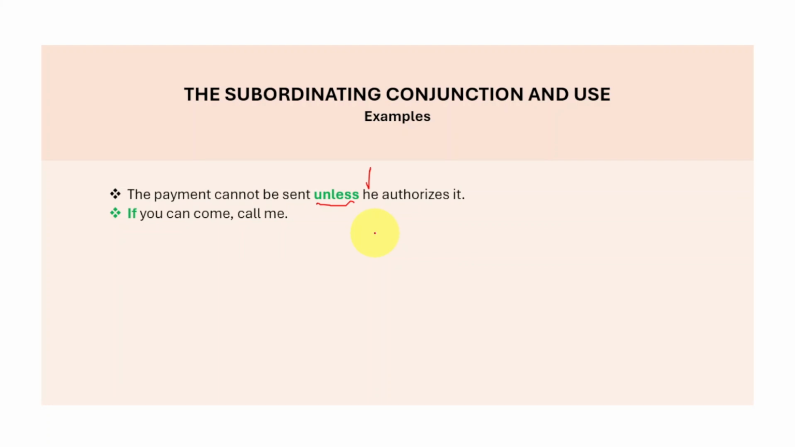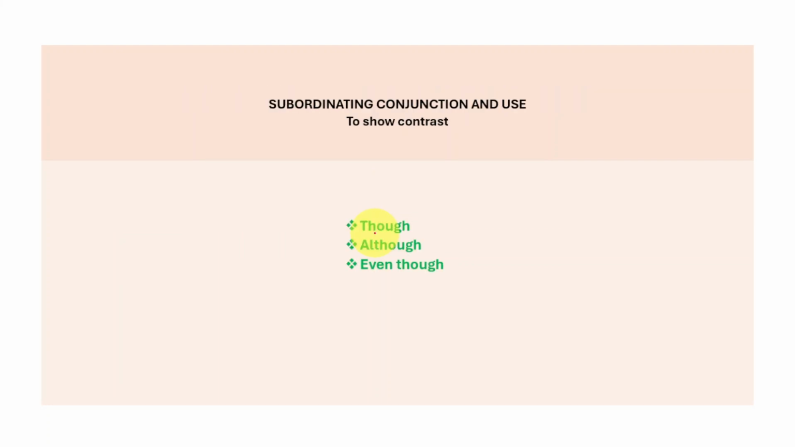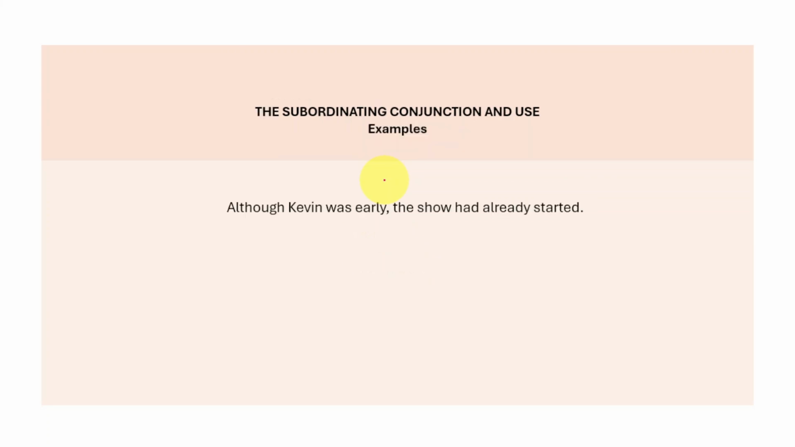In case you don't get it, we come here: though, although, even though, to show difference. So we come here, although Kevin was early, comma, the show had already started. Okay, so although Kevin was early, the show had already started.